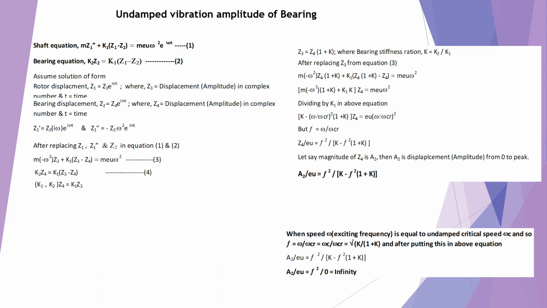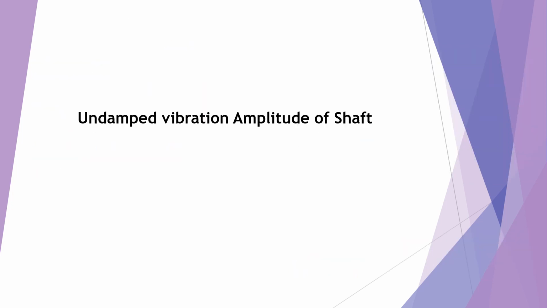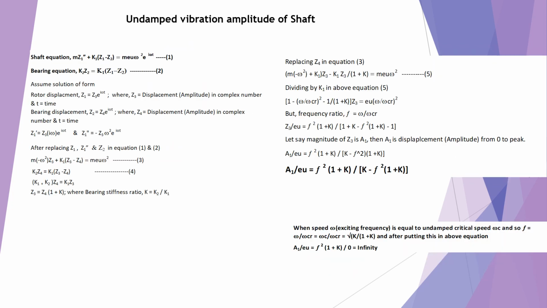So amplitude is infinite at critical speed. Undamped vibration amplitude of shaft. The same way, we have to derive the shaft equation: m z1 double differentiation plus k1 into (z1 minus z2) is equal to m e u omega square e to the power i omega t, and the bearing equation: k2 into z2 is equal to k1 into (z1 minus z2). This is equation number 2.